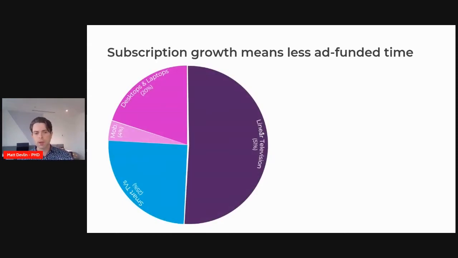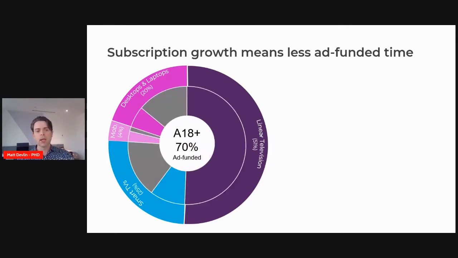What you see with this pie chart is the average adult 18 plus video consumption time. So about half of the video consumption time of all adults is in linear television. About a quarter of it is on some form of connected television, smart TV, and about a quarter of it on mobile, desktop, and laptop. And when you overlay the proportion of those times that are dedicated to subscription services, what you land on is that amongst all adults, only about 70% of media time is ad funded.